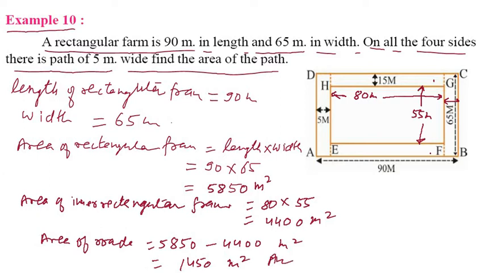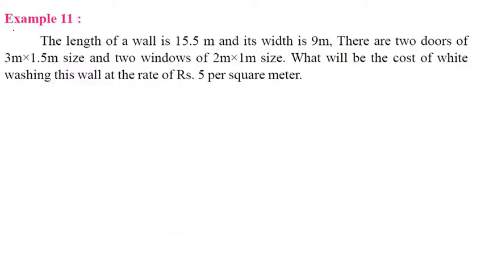Now come to the 11th example. The length of wall is 15.5 meter and the width is 9 meter. There are two doors. Always remember, two doors of size is given here and two windows, whose size is given. So what will be the cost of white washing the wall at the rate of 5 rupees per square meter? So let us start how we can do this.